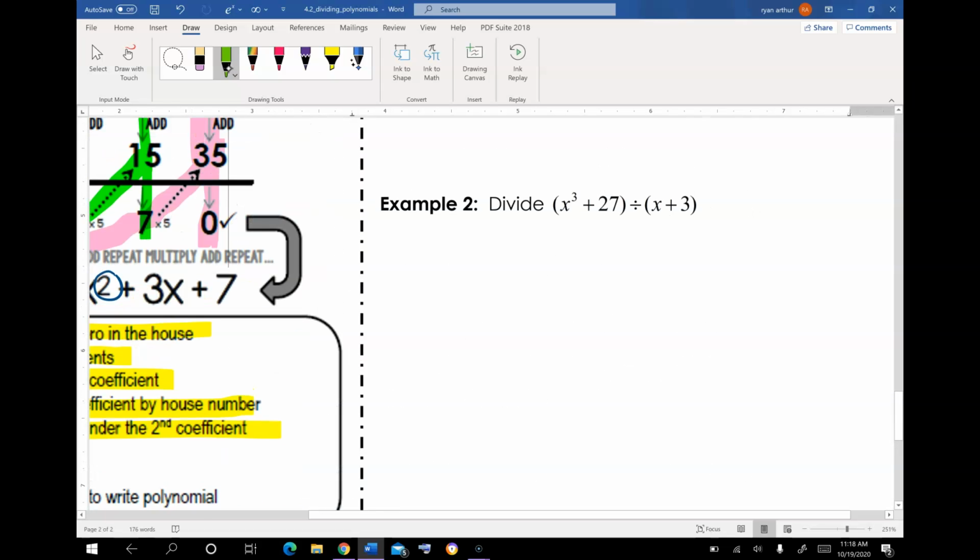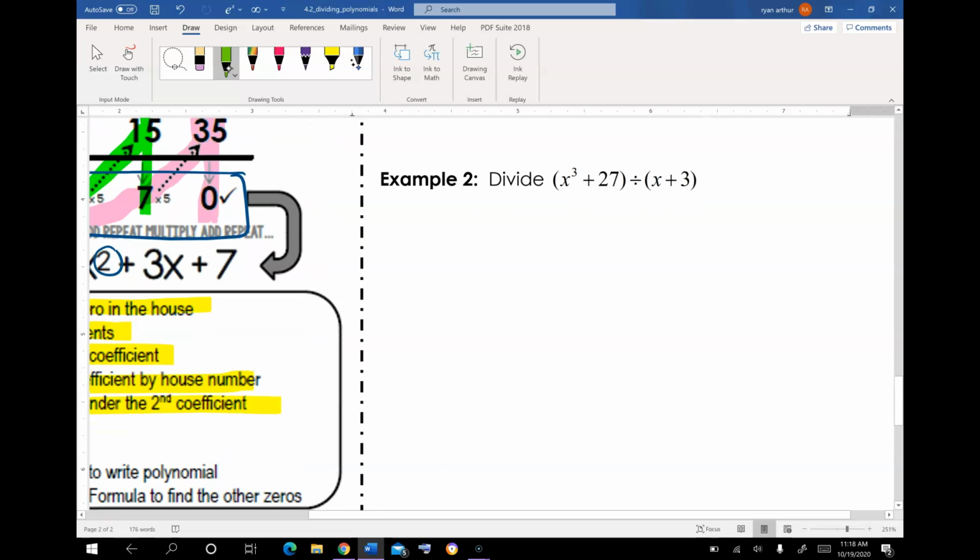Now this is where we're going to be skipping terms. So we need to pay attention to this one. You write what you're dividing by in your house, opposite. So we're going to put -3 in there. Now look at this one. This one goes from 3 to 0. I'm missing x squared and x, aren't I? So if you're missing one of those, you have to put a placeholder of 0.